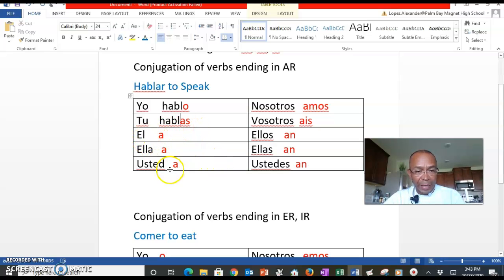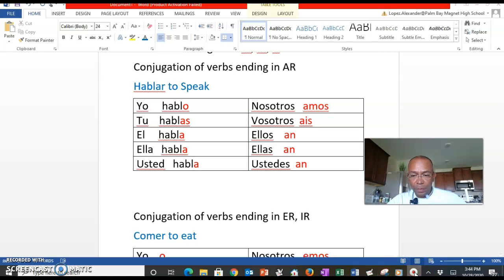For él, ella, and usted, these three will always share the same endings. Therefore, you will get rid of AR, the verb hablar, you get rid of AR, and then you have the letter A, él habla. And the same thing is for ella and usted. She speaks. Hablar is the verb. But you don't leave it like that. You get rid of AR and you have the ending that goes with ella, which is A. Ella habla. Usted habla. And so on and so forth.